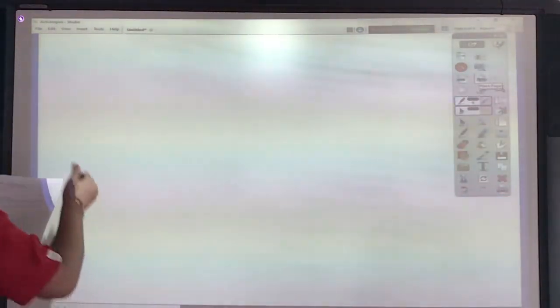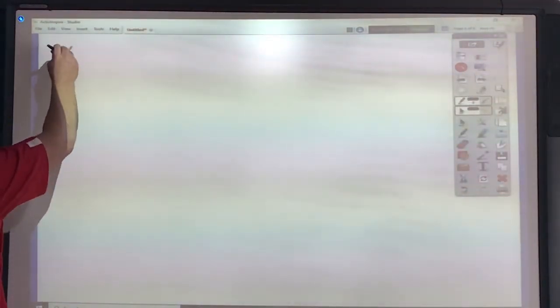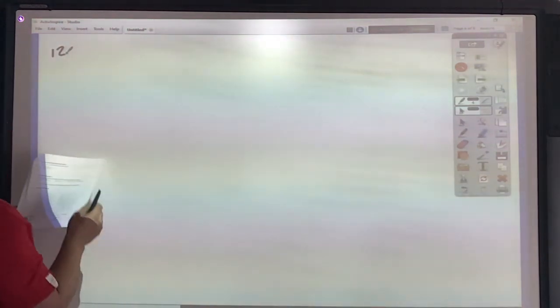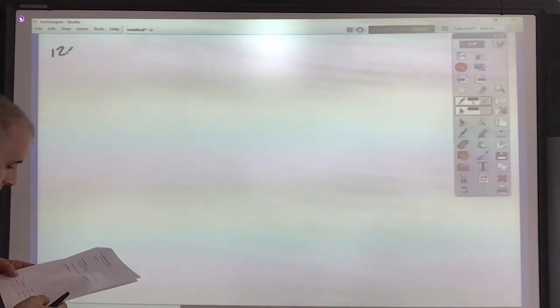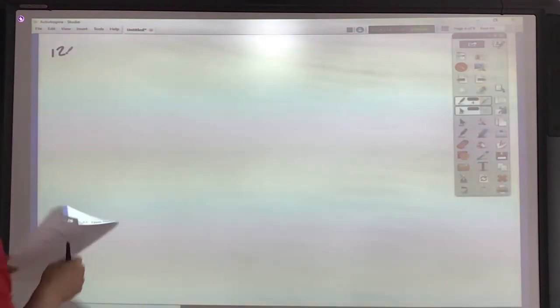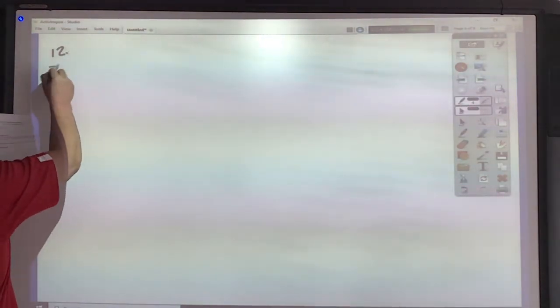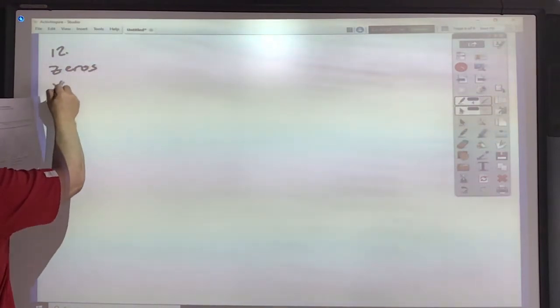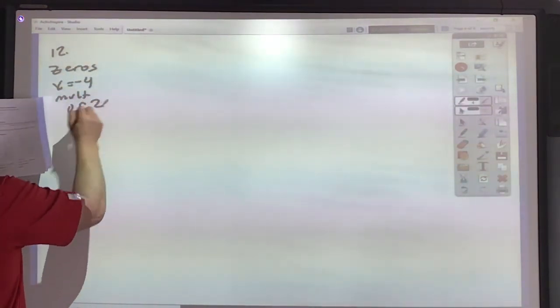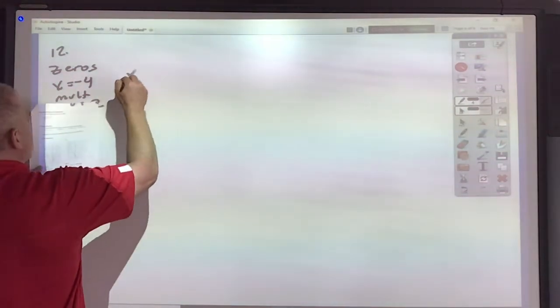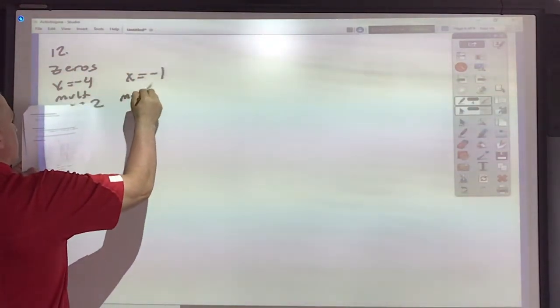Question 12, okay, all right, find the zeros, okay, all right. My graph's really hard to see, all right, but on 12, my zeros would be at x equals -4, that would be a multiplicity of 2, okay, x equals -1, that's going to be a multiplicity of 1.